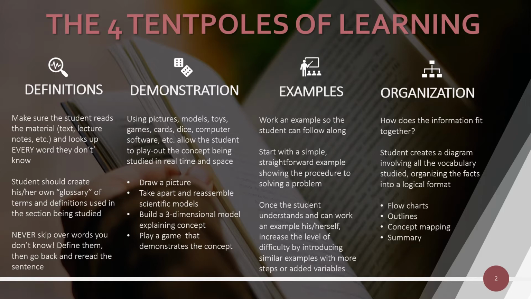So if there's six sides to a die, what's the probability of rolling a four? Well, there's one side with a four on it, so 1/6 is the probability of rolling a four with a die. And to actually do that in front of the student shows them in real life in three dimensions, in real time and space, the concept that you're trying to demonstrate, and allows the student to play out the concept being studied.